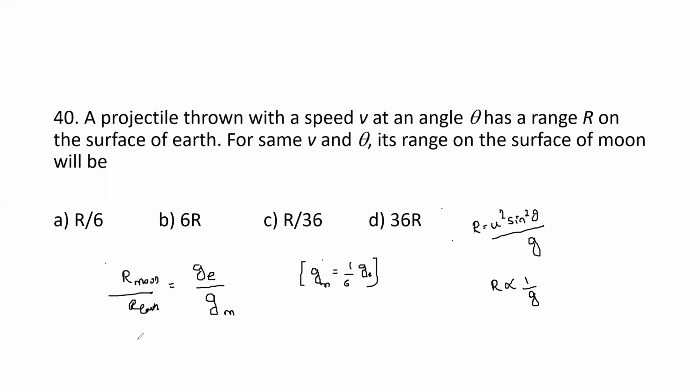Therefore, g of Earth by g of Moon is equal to 6, because of this relation. Now R of Moon divided by R of Earth is equal to 6. Now R of Moon is equal to 6 into R of Earth. So 6 into R is the answer, that is range 6R. Option B is the right option here. Let's see the next question.